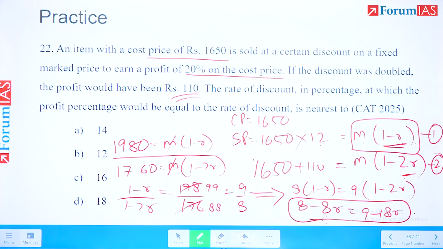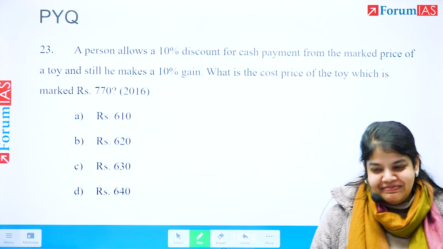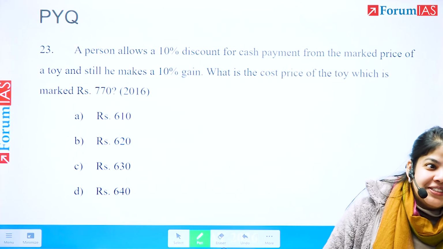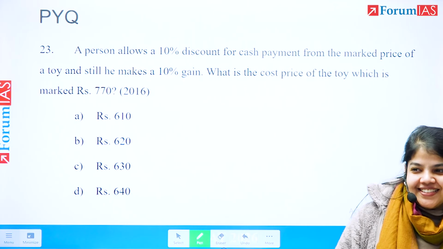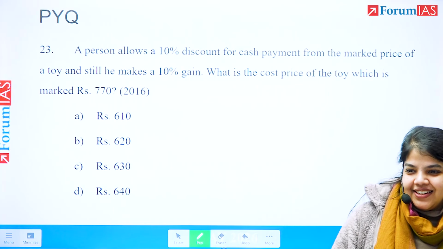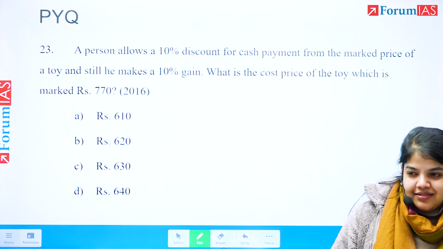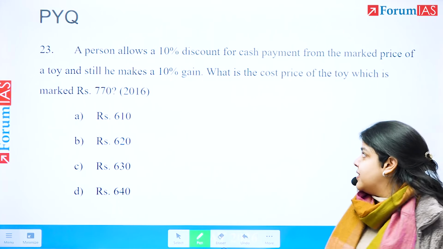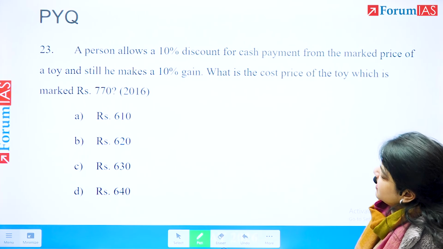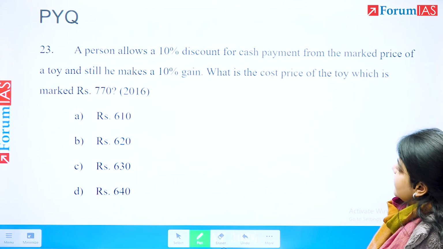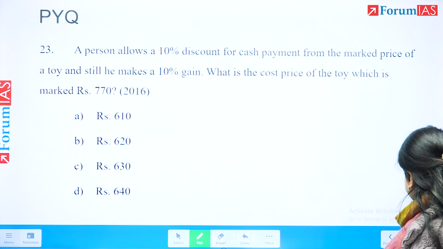PYQ. Easier. Let's solve it now. You'll suddenly appreciate CSAT much more than CAT. So, CSAT PYQ. 2016.